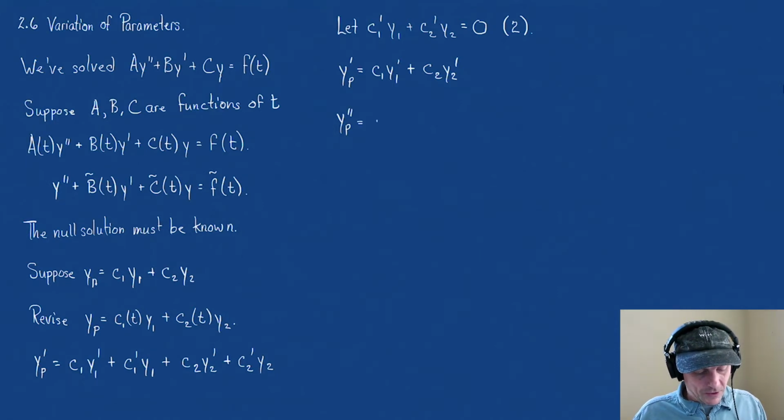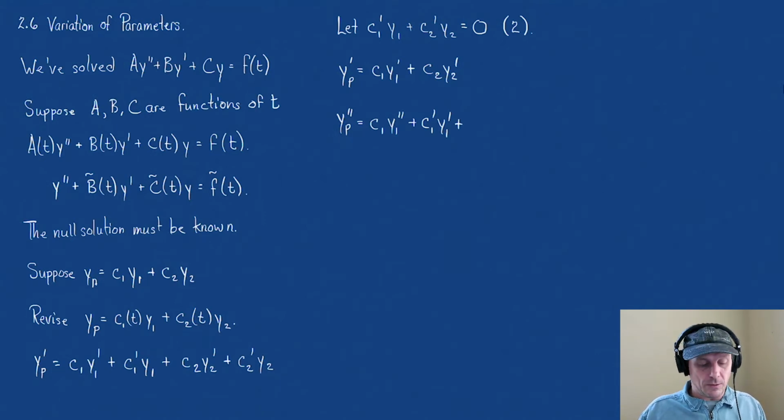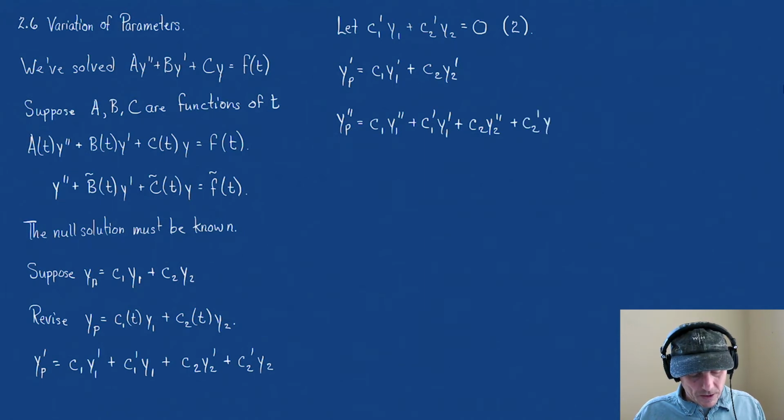So it's the first, c1, times the derivative of the second, that's y1 double prime, plus the derivative of the first, c1 prime, y1 prime, plus now we're on the second term of c2 y2 prime. So that's c2 y2 double prime plus what? C2 prime y2 prime. There we go.